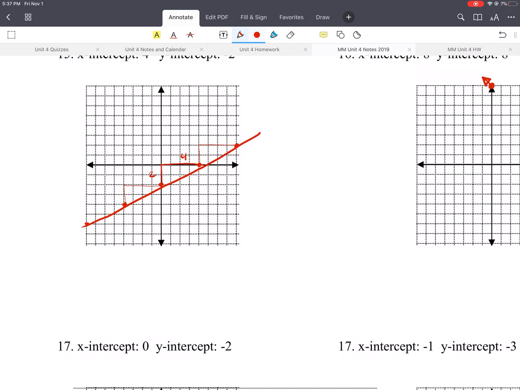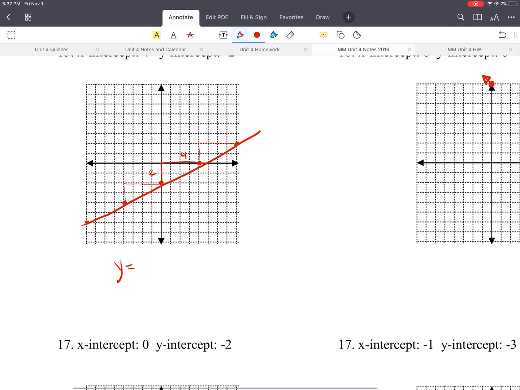Okay, and then from there we can come up with an equation. Y equals, well, the slope here we wrote was 2/4. Okay, rise over run, which simplified would be 1/2. 2/4 is the same as 1/2. And then it has a y-intercept of -2.